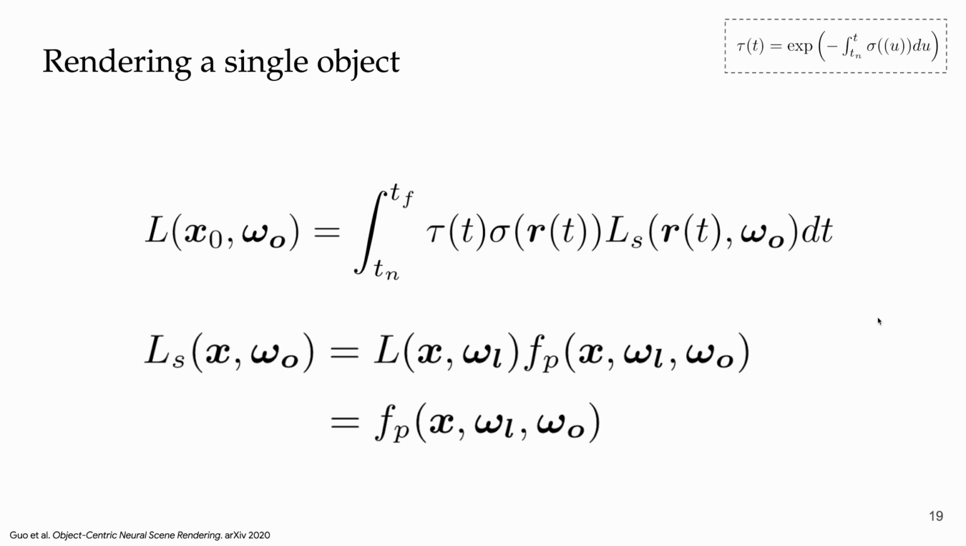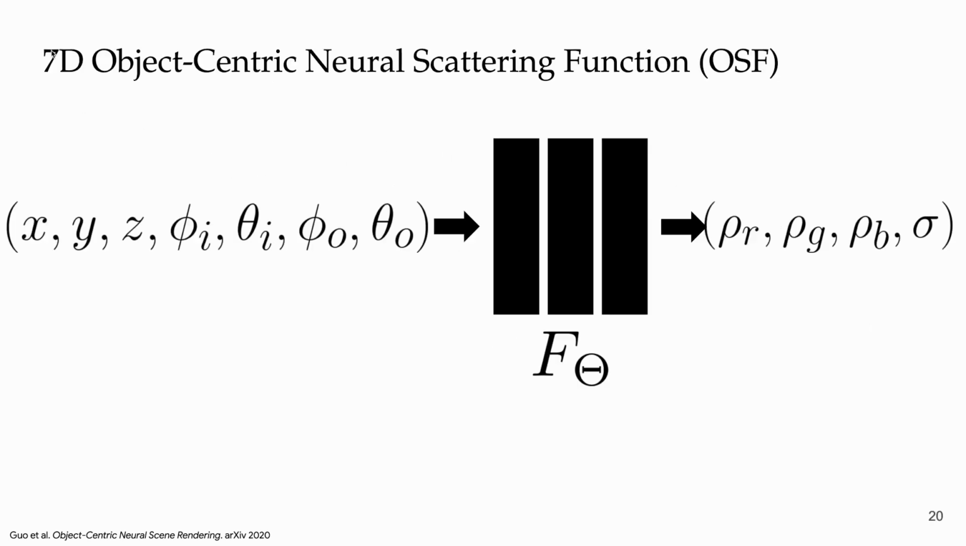To obtain those values, we learn the 7D object-centric neural scattering function, or OSF for short. This neural network takes in the spatial location, incoming light direction, and outgoing light direction, feeds them into an MLP network, and outputs the fraction of light scattered as well as the volumetric density.